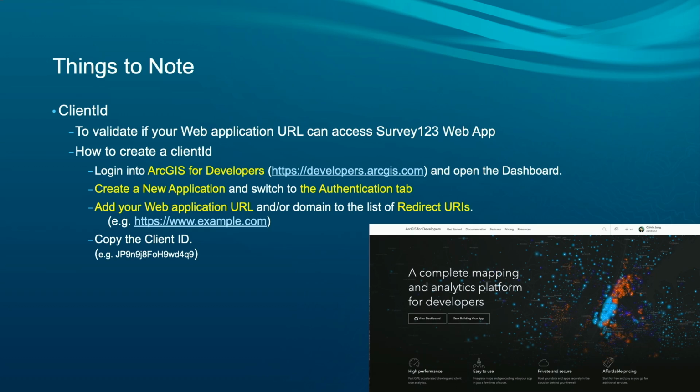Once you get the client ID, you can copy and paste it into the JS API. Then the JS API will know this application URL is safe and secure, and it can embed the form into the application. So this is why we designed the client ID for the JS API.